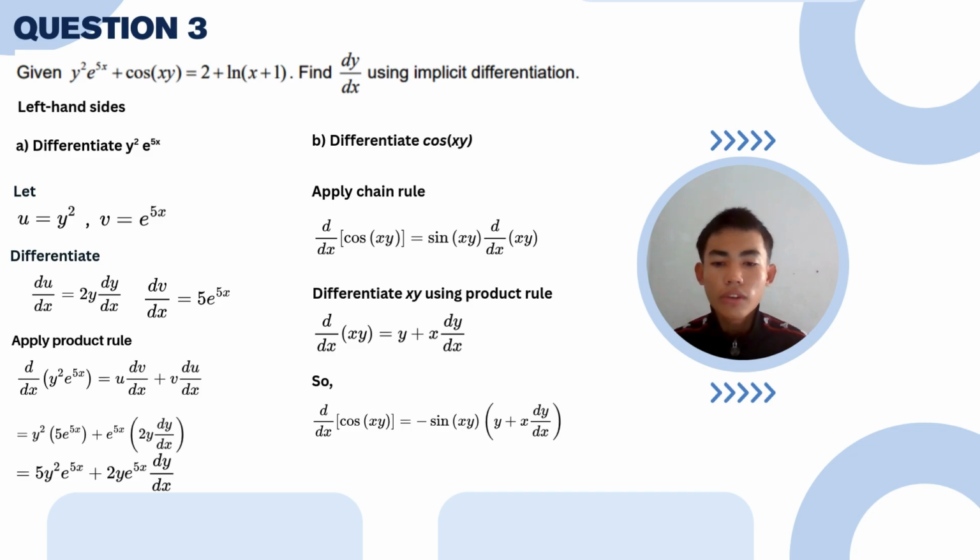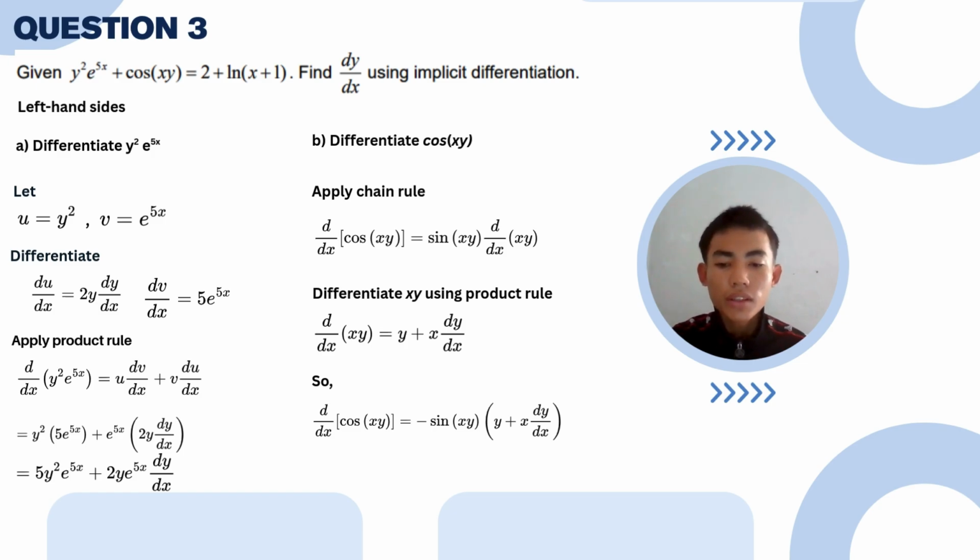Then du over dx equals 2y dy over dx, and dv over dx equals 5e to the power of 5x. Product rule, u times dv over dx plus v times du over dx, gives y squared times 5e to the power of 5x plus e to the power of 5x times 2y dy over dx, which is 5y squared e to the power of 5x plus 2ye to the power of 5x dy over dx.